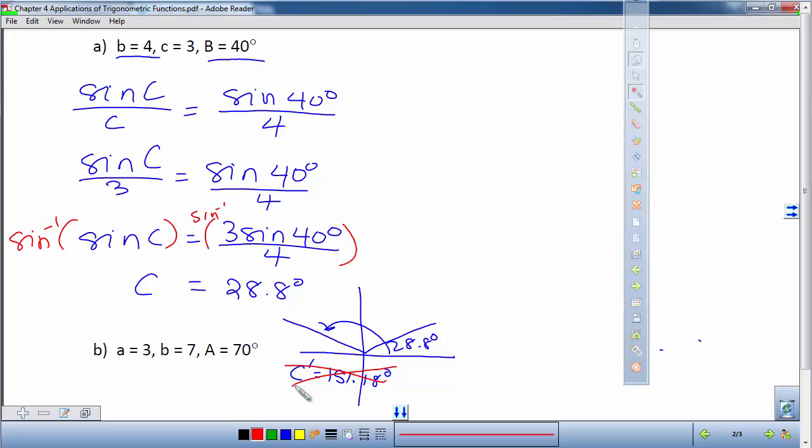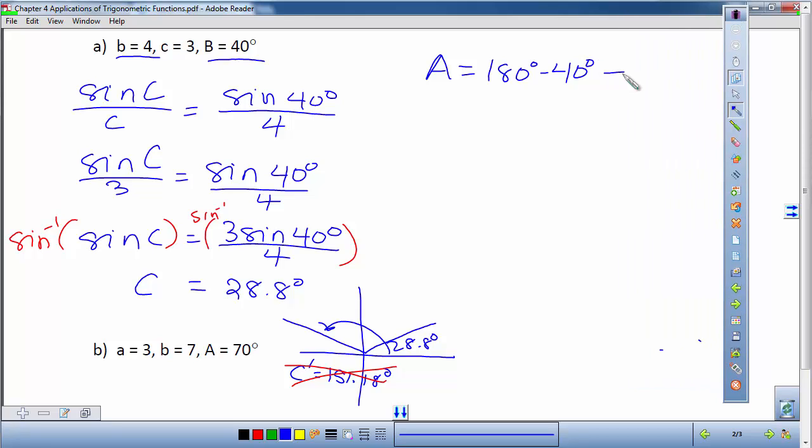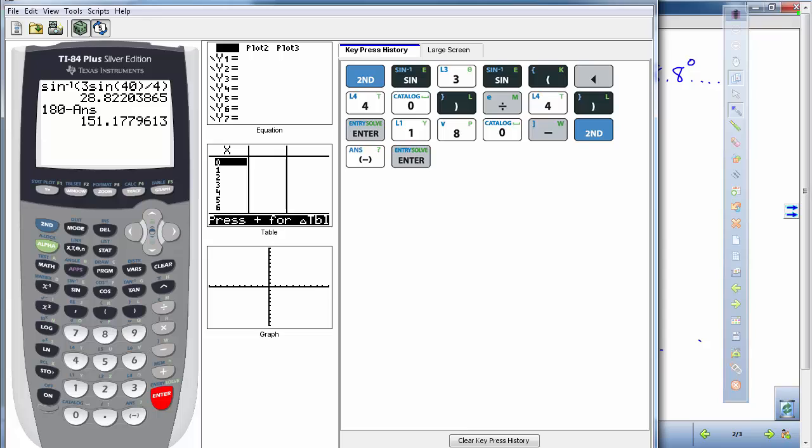We've got angle C. Okay, we've got side B, angle B. So what can we find next? Let's find angle A. It's 180 degrees minus 40 degrees minus 28.8 dot, dot, dot degrees, because we want to use all the bits and pieces. We don't want to have too much round-off error. So I should have saved that on my calculator, but that's okay. Let's do it like this.